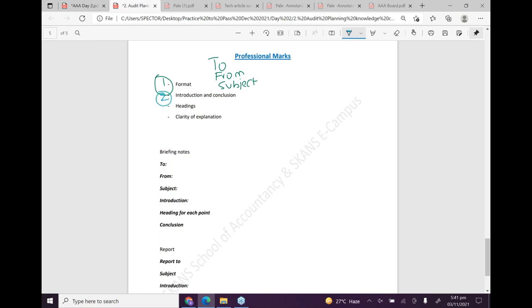Then the next thing should be an introduction. Please don't write long stories. Simply summarize the requirement. These briefing notes contain an evaluation of business risk, audit risk, along with ethical issues faced by ABC. Simply writing this would get you your second mark.